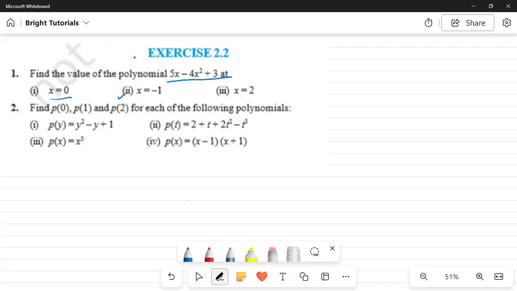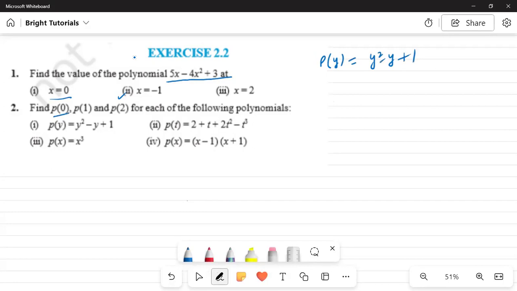Here we have to find the value of the polynomial at p(0). The polynomial is given here in the first part as p(y). Why is it given as p(y)? Because this polynomial is in the variable y. p(y) is equal to y square minus y plus 1. We have to find the value of p(0).